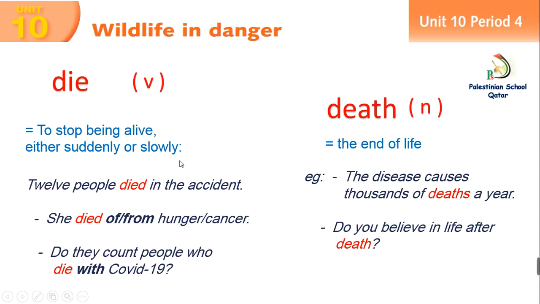After act, we have die, which is a verb, while death is the noun. Die means to stop being alive, either suddenly or slowly. 12 people died in the accident. She died from hunger or cancer. Do they count people who die with COVID-19? Now death is a noun, the end of life. For example, the disease causes thousands of deaths a year. Do you believe in life after death?